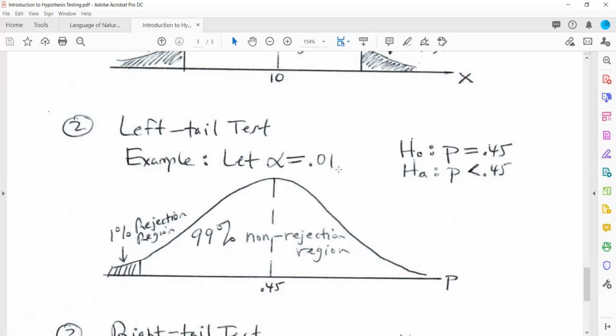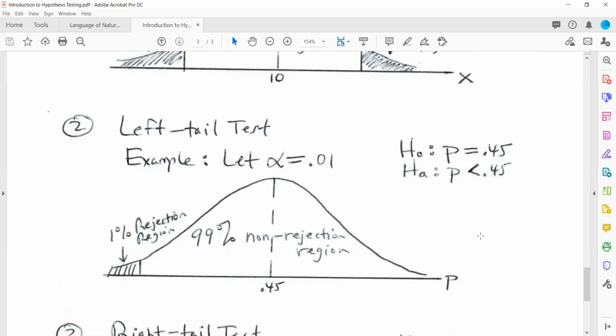If we say, for example, our alpha, our level of significance, the largest probability that we'll accept as a type 1 error, is 0.01 or 1%. In a left tail test, we take the entire percent and put it into the left tail. Remember, in the two-tailed test, we divided the alpha by 2 and put half of it to the left and half of it to the right. And that's, of course, because we're dealing with two tails. But here we're dealing with just one tail, the left tail. So we put the entire alpha to the left. We call that the rejection region, and the rest of the curve is the non-rejection region.